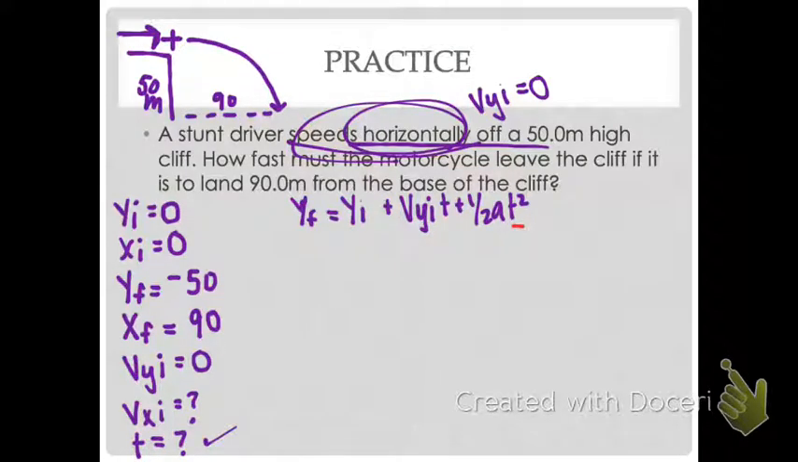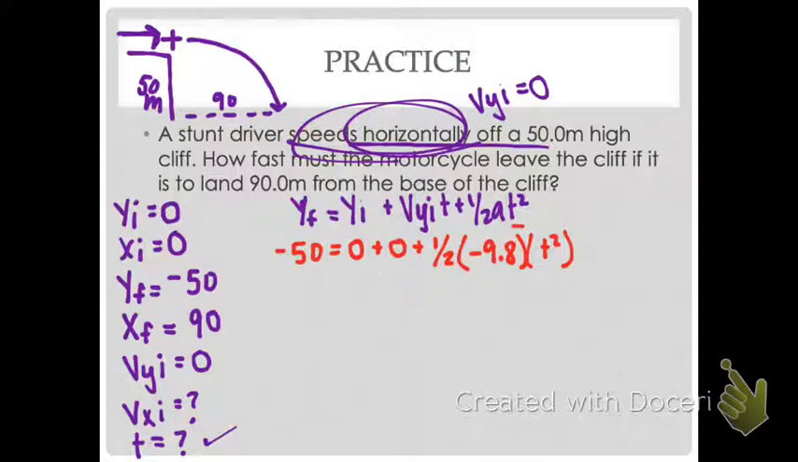All right, YF I know is negative 50. What do I know about YI? Zero. What do I know about VYI? Also zero. So you guys are freaking out about the quadratic. We don't have to use the quadratic. 1/2. What about acceleration in the vertical direction? What is it? No, you're right. Negative 9.8 because this is a vertical equation, so you were right. And then T squared.